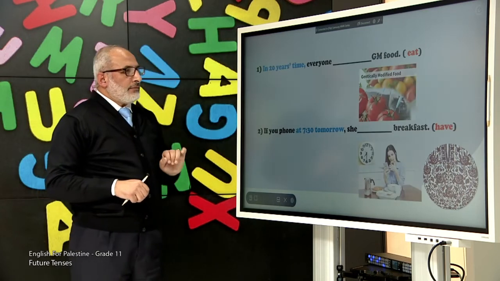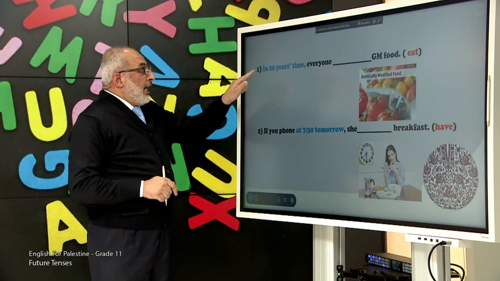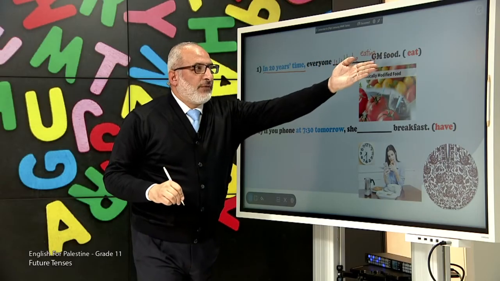Let's now look at these two examples together. In 2 years' time, everyone, GM food, eat. Here, in 20 years' time, is an expression. It's a time expression that helps us to use future continuous, right? And so, what is the future continuous of eat? Yes, will be eating. Yes, excellent. Will be eating. Good. Will be plus the ing form of the verb.